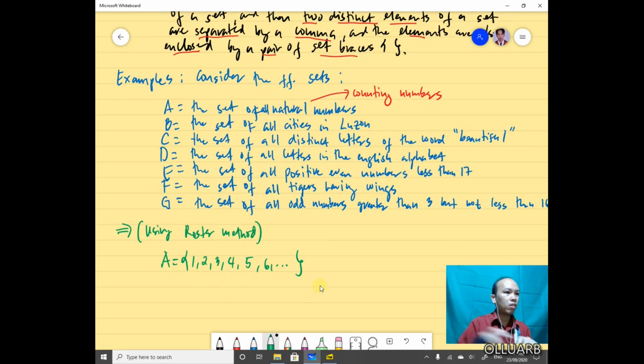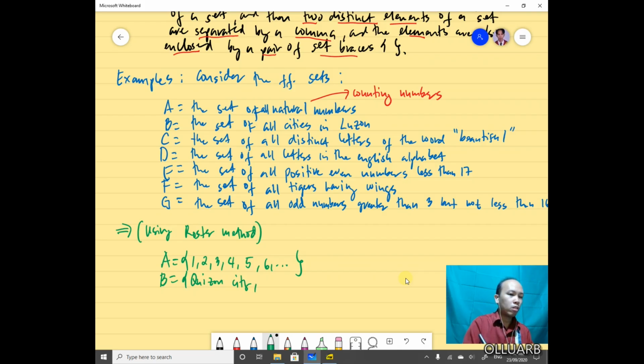And for letter B, the set B, the cities in Luzon, like Pampanga or Quezon City. List all the cities we have. First we have Quezon City.